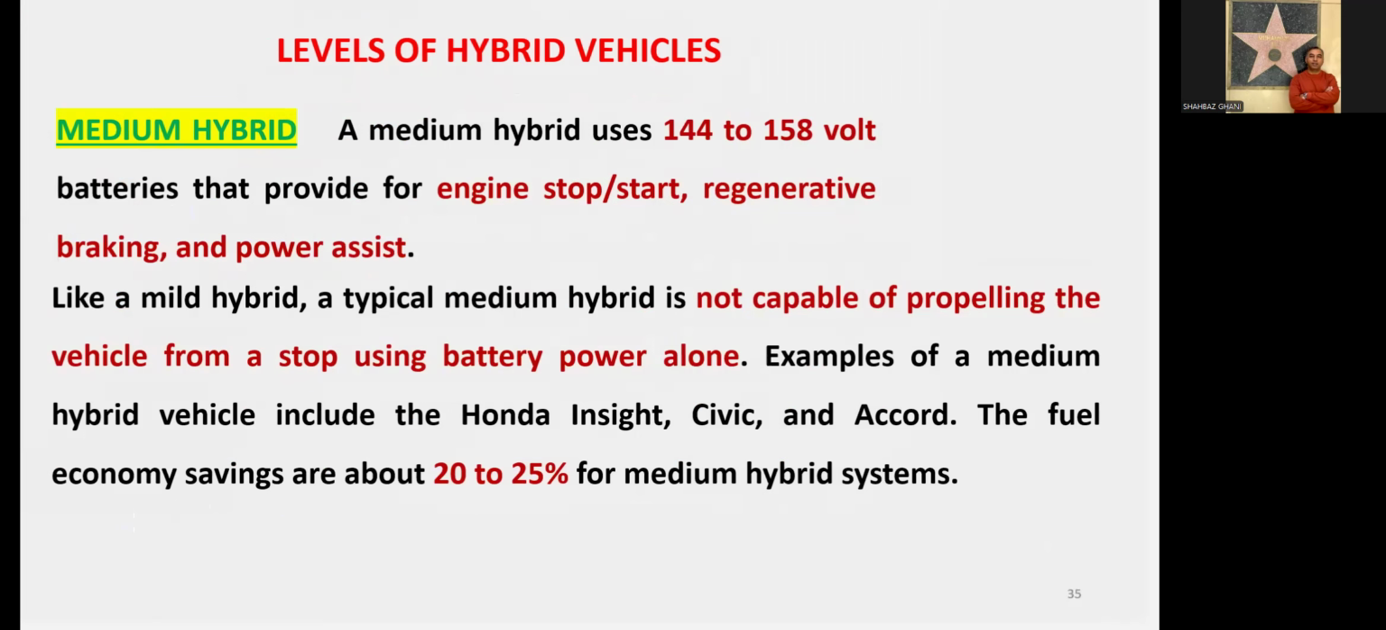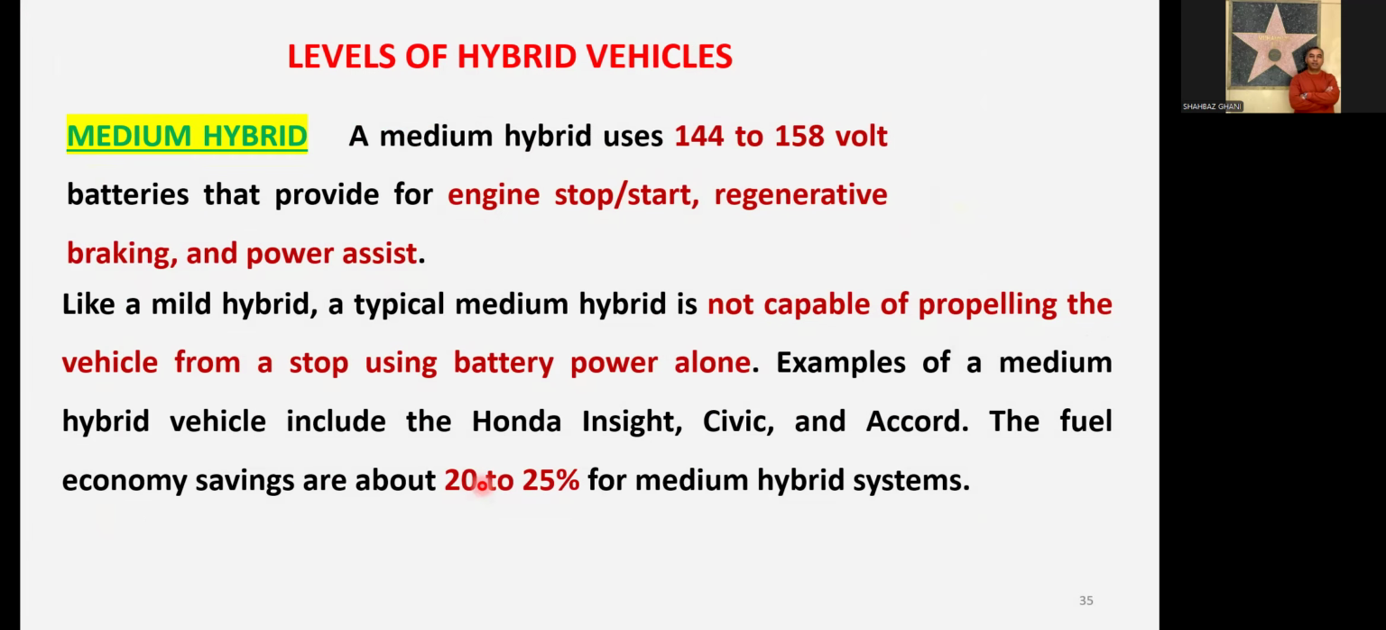Now coming towards the second level of hybrid vehicles, that is the medium hybrid. A medium hybrid uses 144 to 158 volt batteries that provide for engine stop, launch start, regenerative braking, and power assist.